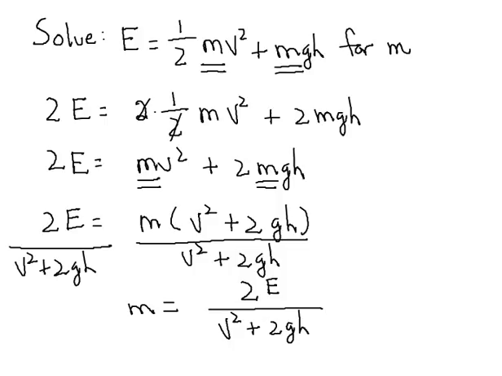final answer here that you can't cancel the 2 from the second term of the denominator with the 2 in the numerator because the v squared doesn't have a factor of 2.